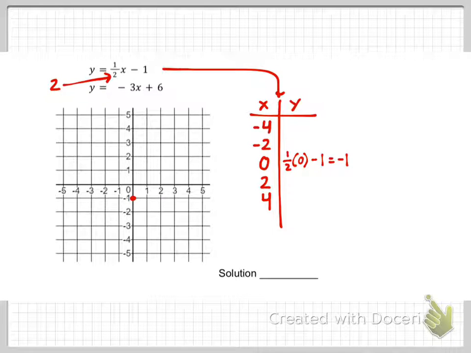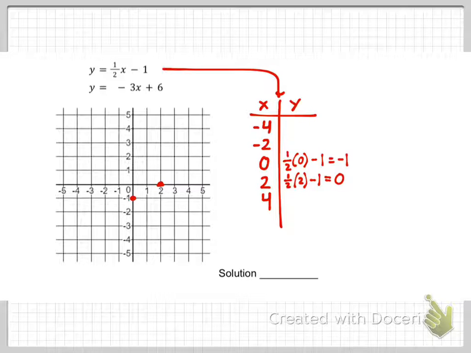So I'm going to try 2 and 4 and -2 and -4, all because of the denominator, that number in the bottom of the fraction of the slope, is 2. So let's plug in 2 and see what happens. You notice 1/2 times 2 is 1. It always becomes an integer if you plug in multiples of the denominator, and that is why I recommend doing that. So we get the point 2, 0.